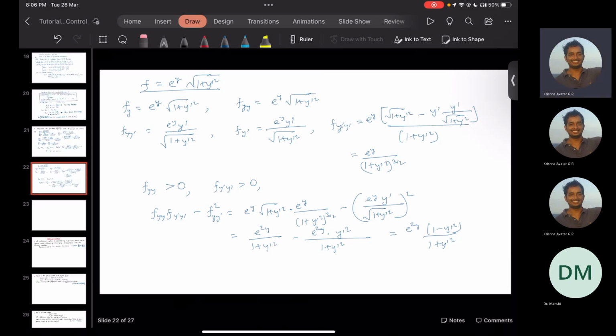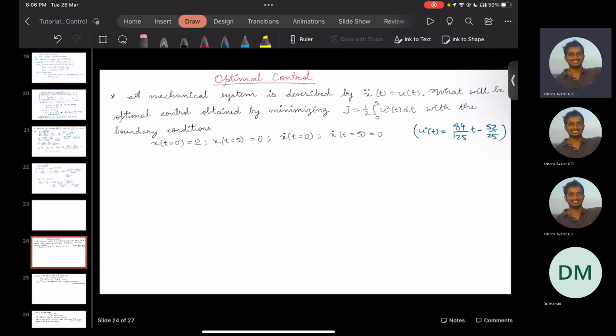Okay, so let's go to another question. Now let's solve some problems in optimal control. Right? Let's start with the first question. It says that we have a mechanical system which is described by the plant x double dot t is equal to u(t). What will be the optimal control obtained by minimizing J is equal to half integral 0 to 5 of u squared t dt, with the boundary conditions x(t=0) is equal to 2 and x(t=5) is equal to 0, and x dot (t=0) is equal to 0 and x dot at t=5 is also 0.